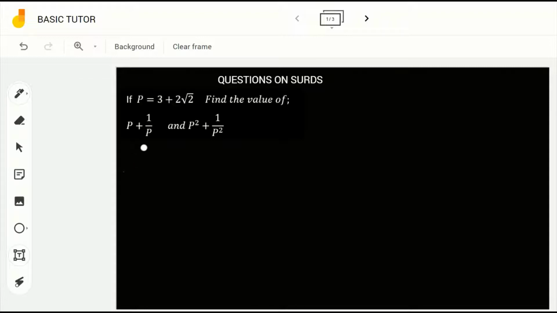p plus 1 over p. Now our p is 3 plus 2 root 2, plus 1 over 3 plus 2 root 2.